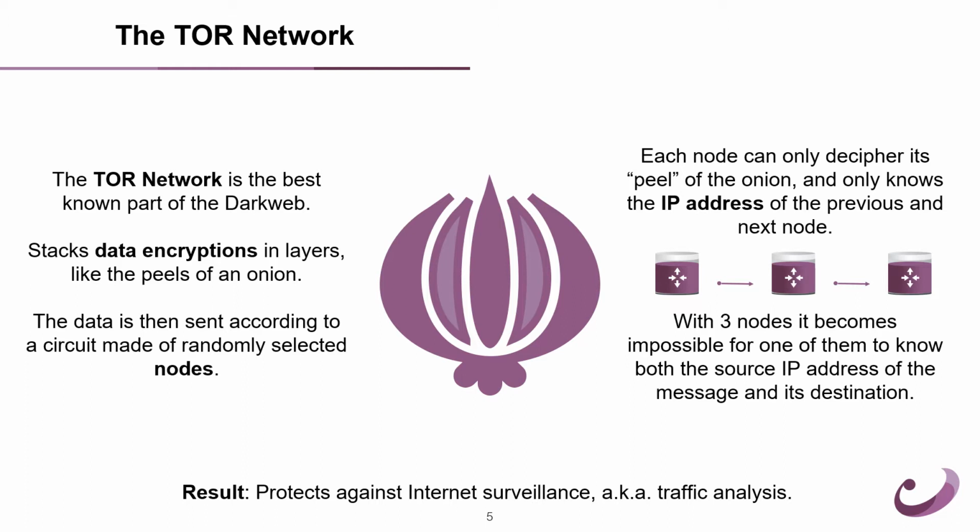It gets its name from the way the data is encrypted, stacking the encryption layers like onion peels. This data is then sent according to a circuit made of nodes that are randomly selected. Each node can only decipher its peel of the onion and only knows the IP address of the previous and next node. TOR provides anonymity, masking users' connection. Hence, the risk of finding the origin of a request is practically impossible.